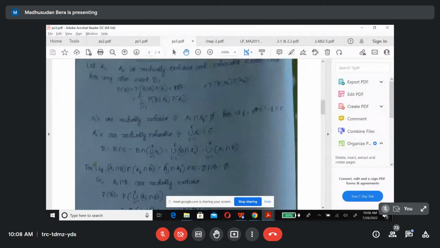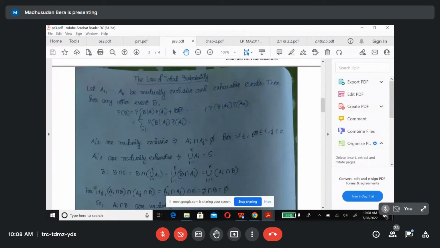Total law of probability: for A1, A2, up to AK mutually exclusive and exhaustive, then for any event B, P of B is P of B given A1 into P of A1, that way up to P of B given AK into P of AK. So summation i from 1 to K of P of B given Ai into P of Ai. That is the total law of probability. Is this okay?